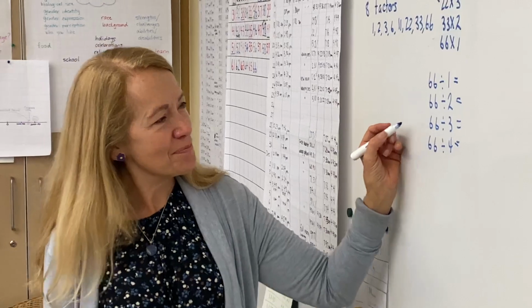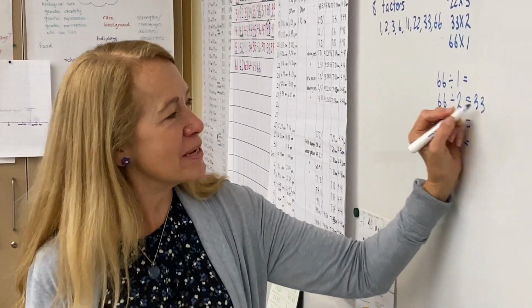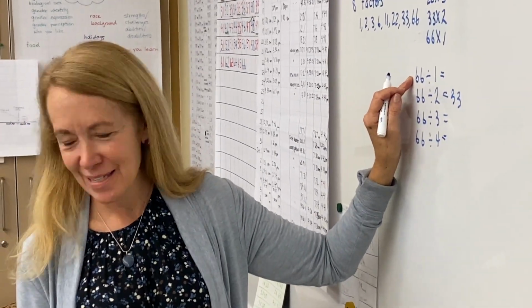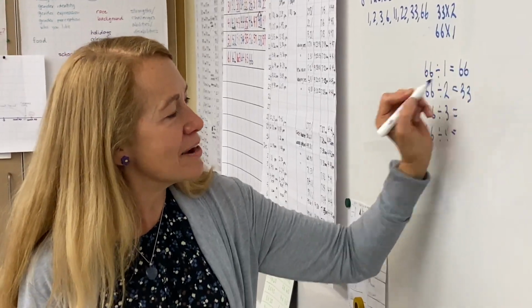Okay. Division happens in November and December. For 2, it's 33. Nice. And everybody divided by 1 is? 66. Okay. And January and February, fractions, decimals, and percent.